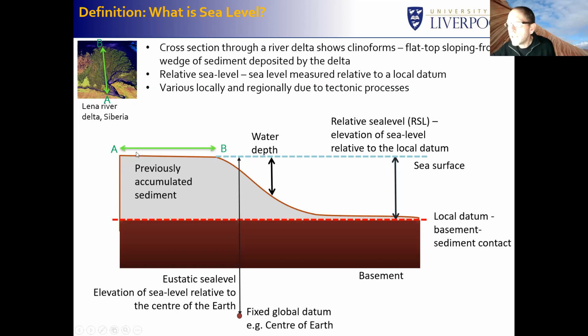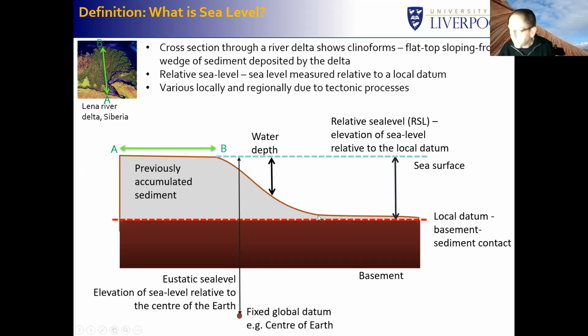And this is a cross section through it. Basically we've got the top of the delta here, and then where the delta meets the sea, it slopes down into deeper and deeper water. This is what we call a clinoform. Okay, so this is a clinoform surface. And if you walked off the front of the delta there, you would basically be walking down this surface here.